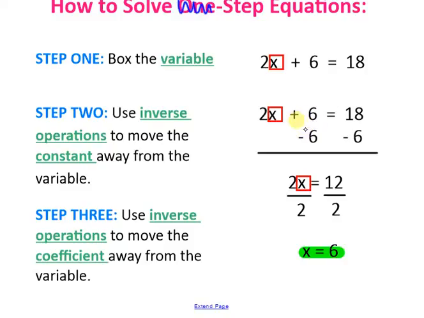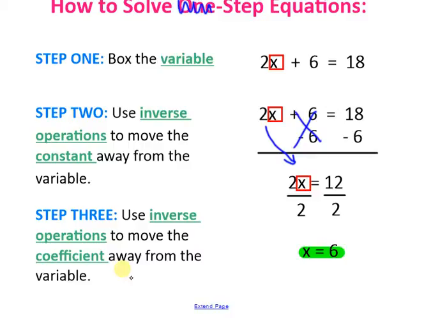So in this case, we have a plus 6, so we're going to use minus 6 and move it away. Okay, so we're going to bring down the 2x because this plus 6 and minus 6 canceled out. 18 minus 6 is 12, and so we're left with 2x equals 12. And from here, all we have is a one-step equation. So again, I'm going to box the variable, and I have multiplication here, so I'm going to do division. I'm going to divide by 2, and I'm going to divide by 2, and I'm going to end up with x equals 6.